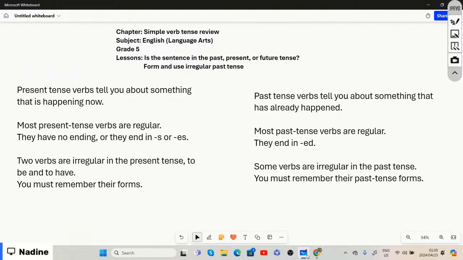All right. So when it comes to simple verb tenses, not even verb tenses, when it comes to tenses, usually whenever we hear the word tenses, we must know it is either present tense, past tense, or future tense. That is whenever we hear anything about tenses. So it's either present tense, past tense, or future tense.